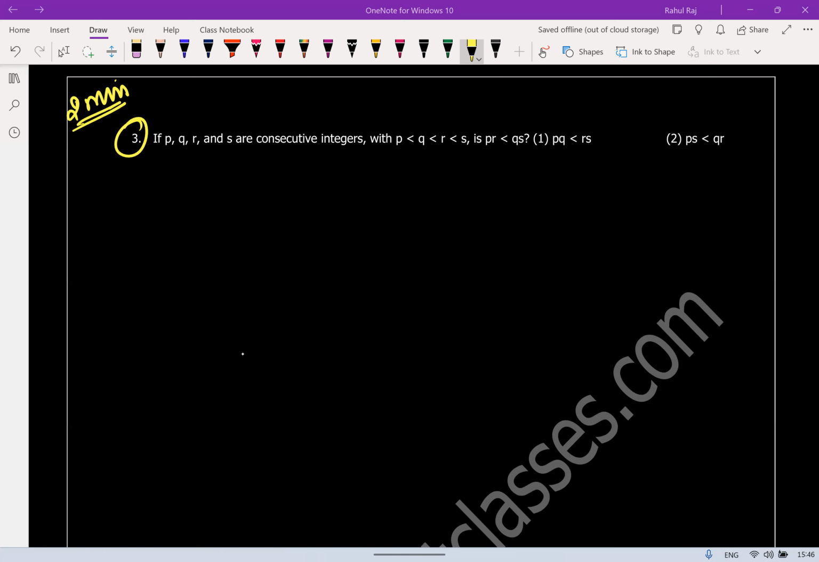So it says that P, Q, R, S are consecutive integers, P is less than Q is less than R is less than S. Is PR less than QS? I told you yesterday, the more variables involved in a question, the more complex the question can get. But they have given you very useful information saying that PQRS are consecutive integers, P is less than Q is less than R is less than S.